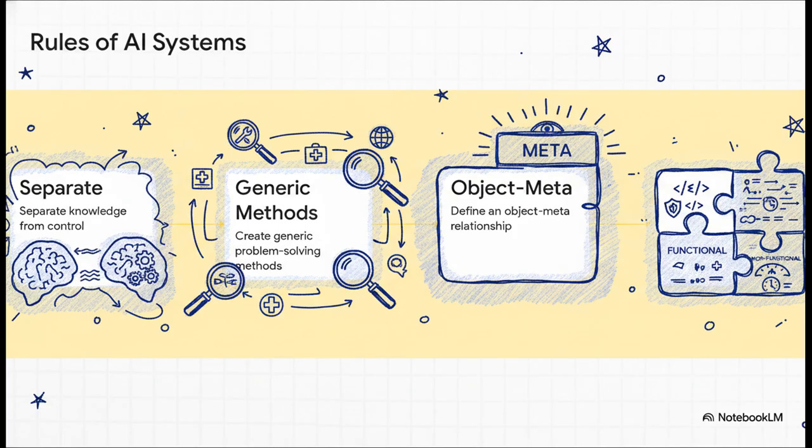Rule 3. Define an object meta-relationship. This means the system needs a higher meta level that supervises its base object-level knowledge, like a manager overseeing a worker. And Rule 4. Combine functional and non-functional specifications. The system needs to know not just what to do, but functionally how to execute the algorithmic control to get there.